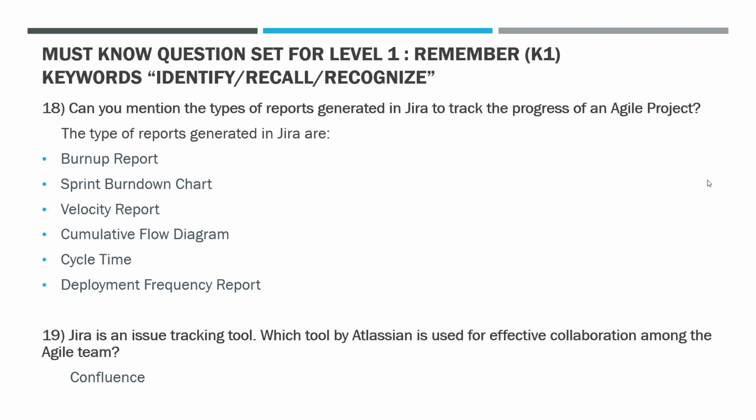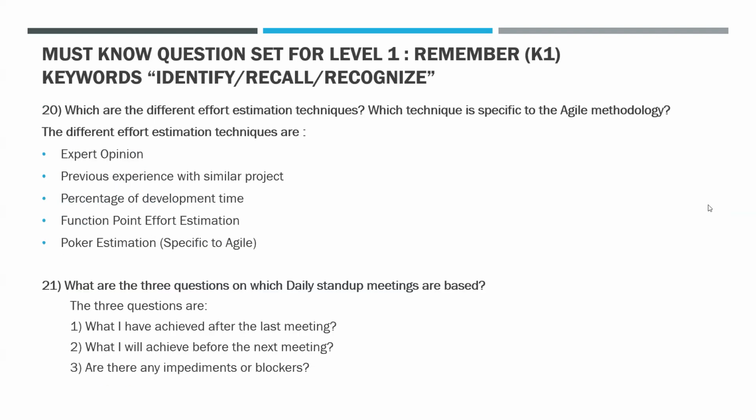Can you mention the types of reports generated in Jira to track the progress of an Agile project? The types of reports generated in Jira are the burn-up report, sprint burn-down chart, velocity report, cumulative flow diagram, cycle time, and the deployment frequency report. Jira is an issue tracking tool. Which tool by Atlassian is used for effective collaboration among the Agile team? That is Confluence.